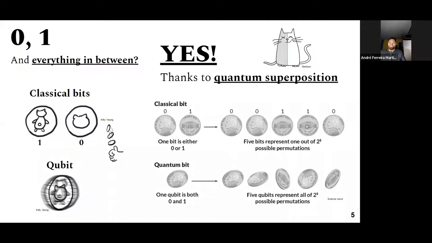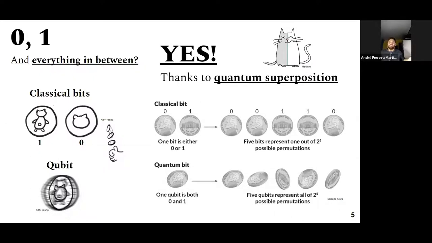classical bits. What changes when we change the classical bit for a quantum bit, for a bit which has this property of superposition, is that now we also have the same 32 possible combinations, but we do not have to represent each one of them separately, each one at a time. With the quantum bits, with superposition, we are able now to represent all of the 32 possibilities simultaneously. So that's the kind of power that we gain with the quantum bit.